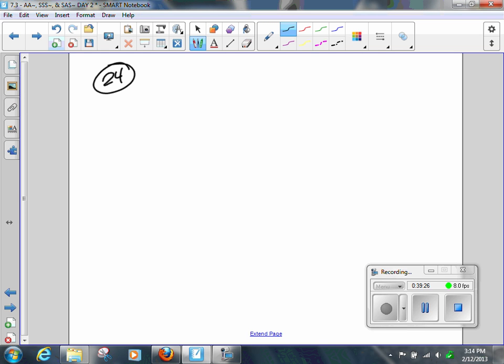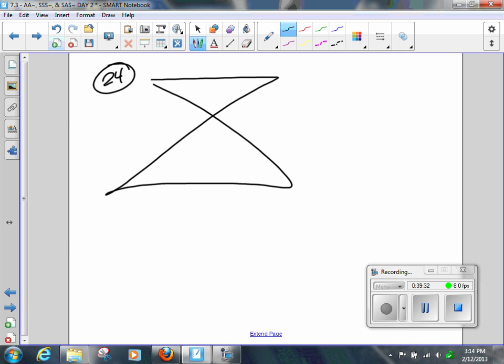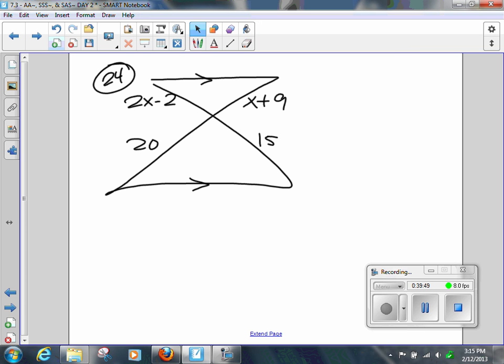Look at the next one. Folks, and if I ever leave you, you got to watch this video at home, okay? 2x minus 2. x plus 9. 20 and 15. All right, what does this look like? This looks like our what example? Looks like a bow tie.